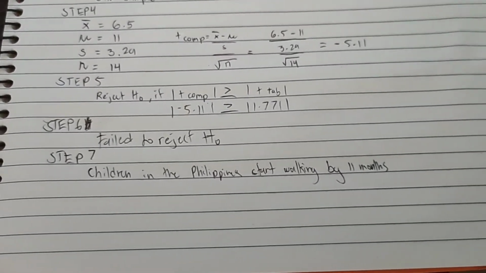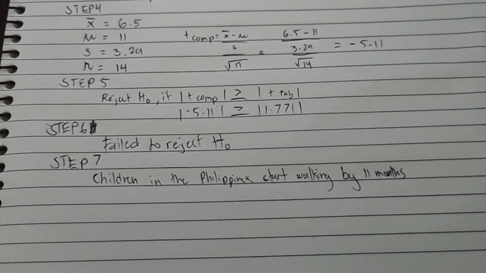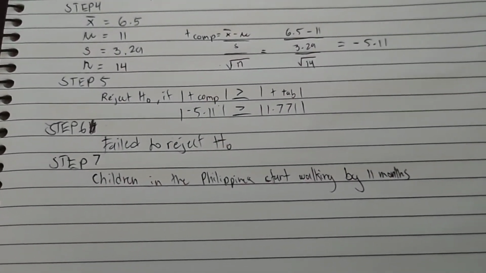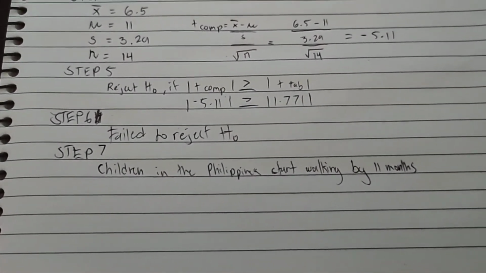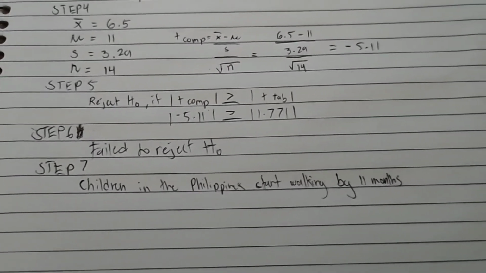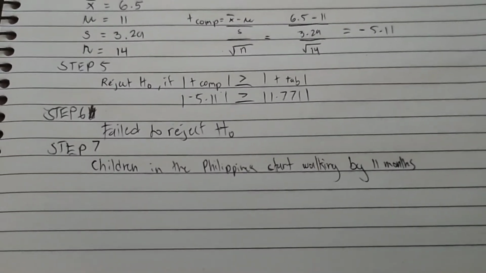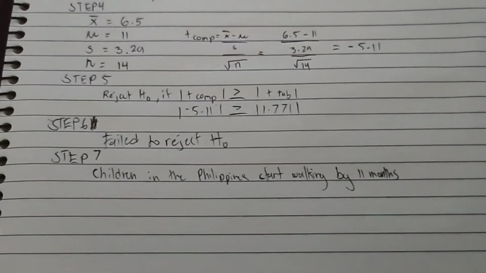So here in step 7, we're going to draw a conclusion based on step 6. So we failed to reject the null hypothesis. So the children in the Philippines start walking by 11 months.